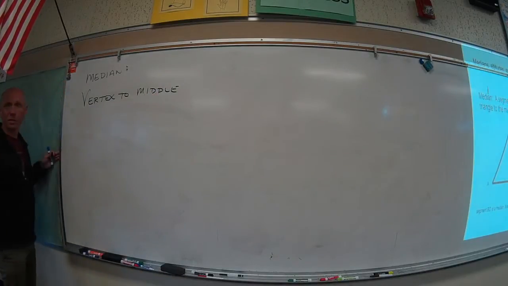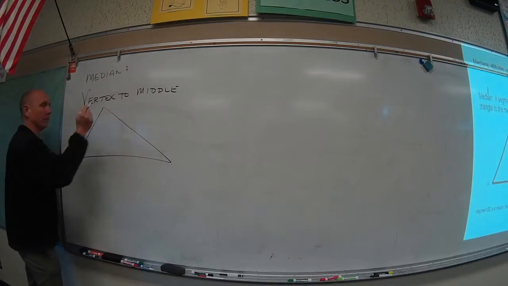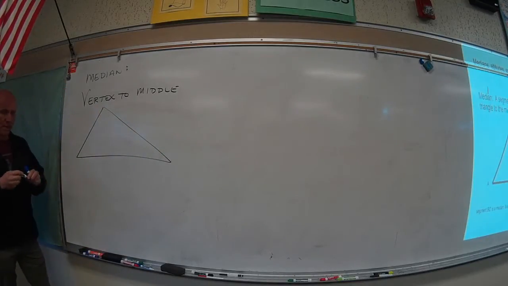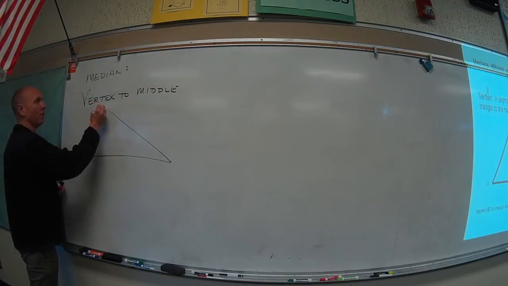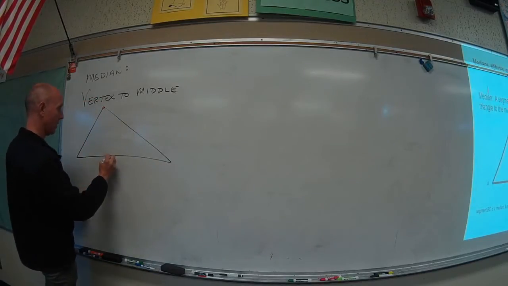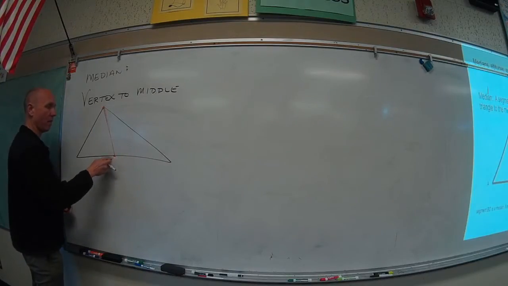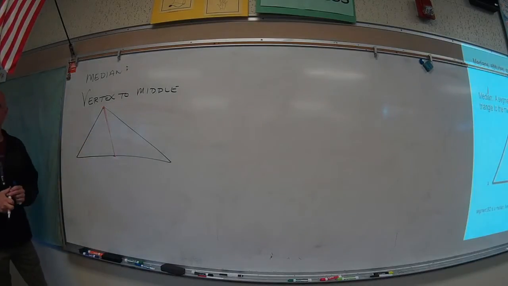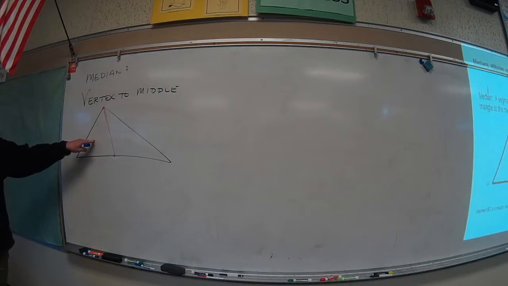So if I draw a triangle, and it doesn't matter, you can do this with any triangle. I pick a triangle, boom, boom, boom. I pick one of the vertices. I've got 3 to choose from. I'm going to choose the top one. And what I'm going to do is come down off of that to the middle of this. That's a median. So vertex to middle. That's the median.